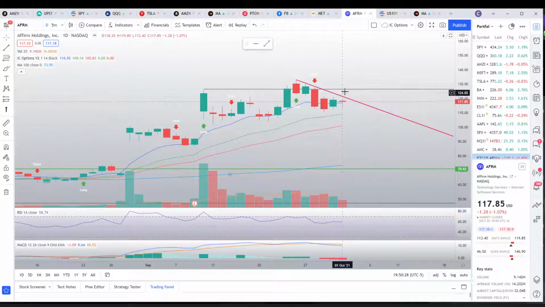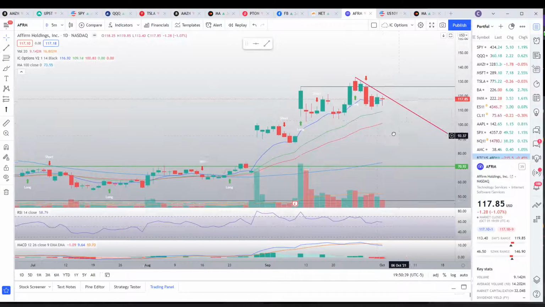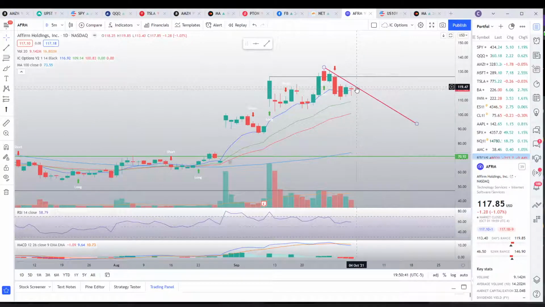It is not above my line. If it gets above this right here, I'll take the trade. But I like it here, that it closed above this 9 EMA. It's pretty good, but I still feel it's not done yet. If it gets above this, I'll play it.